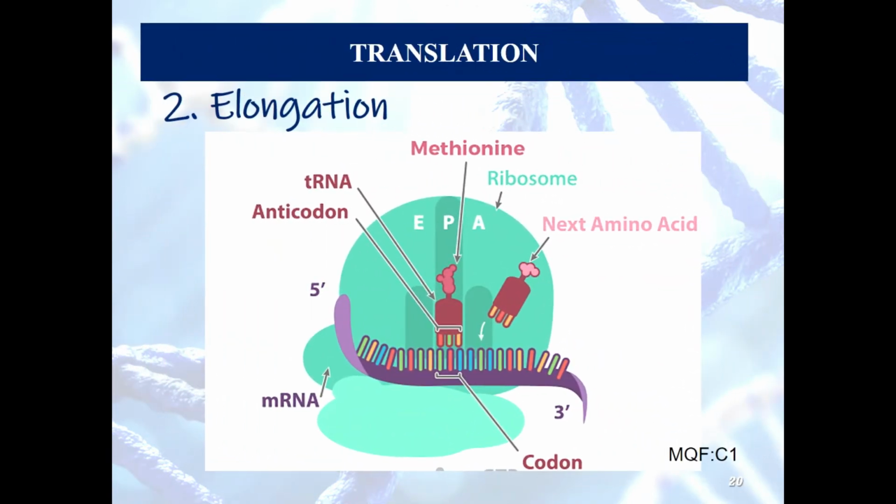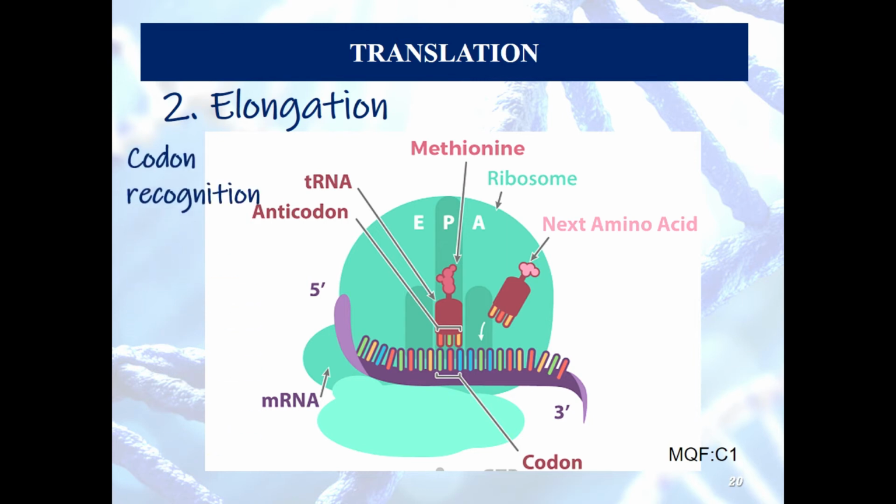During elongation, amino acids are added, one by one, to the previous amino acids of the growing chain. The ribosome reads the mRNA in one direction only, from the 5' end to the 3' end of the mRNA. The step involves 3 processes: codon recognition, peptide bond formation, and translocation.